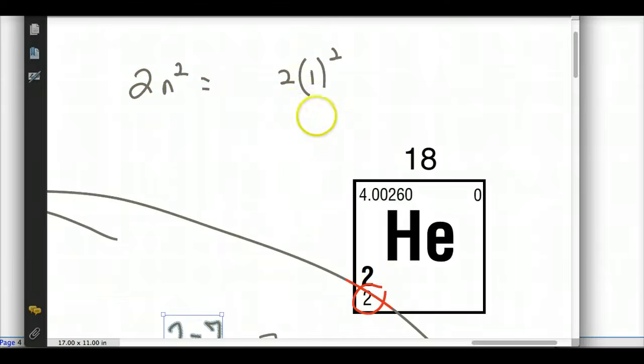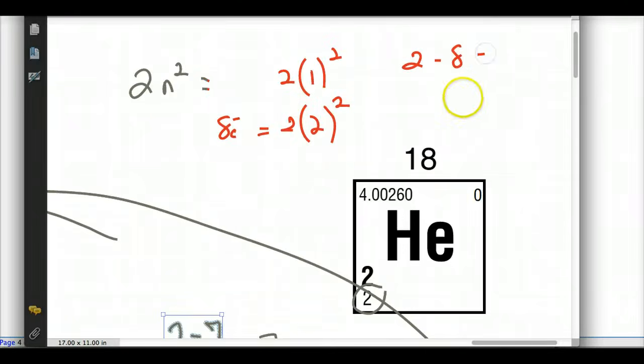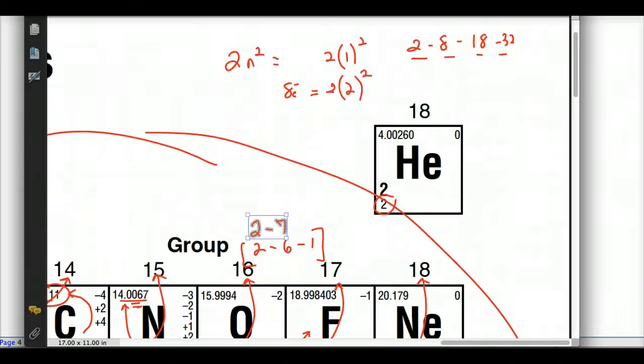If I'm in the second energy level, the second row of the periodic table, 2n²: 2 squared is 4, 4 times 2 is 8, and 8 electrons exist. So we get 2-8. What about the third energy level? Well, 3 squared is 9, 9 times 2 is 18. And how about the fourth energy level? 4 squared is 16 times 2, 32. So these are the maximum amount of electrons that can exist in each of the 4 major principal energy levels.